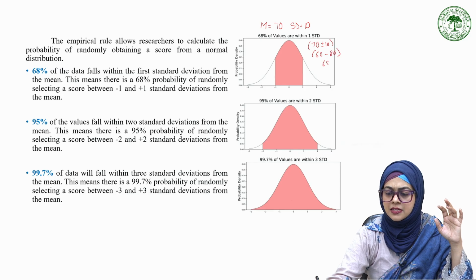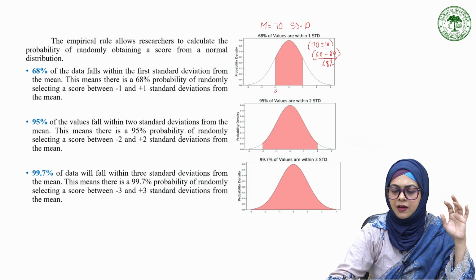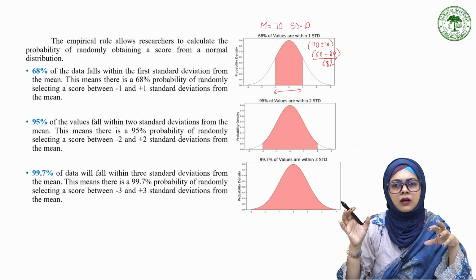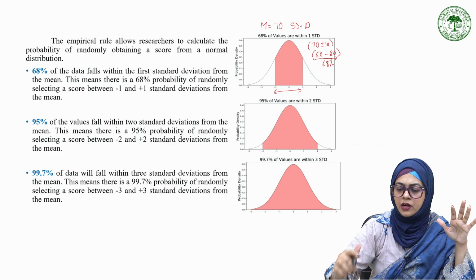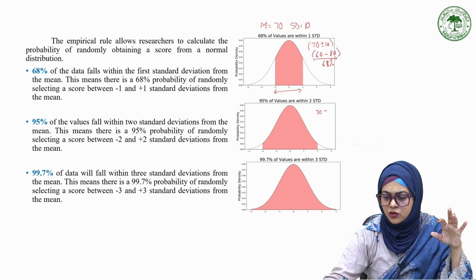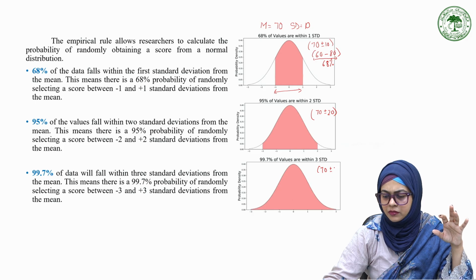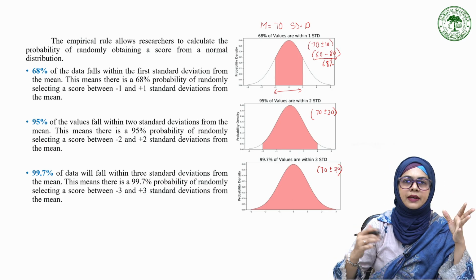So that means 68% of the students will score between 60 to 80. The 60 to 80 score will be scored by 68% of the students. Likewise, you can calculate similarly for 70 plus minus 20. You can also calculate 70 plus minus 30, right? So you will get accordingly.